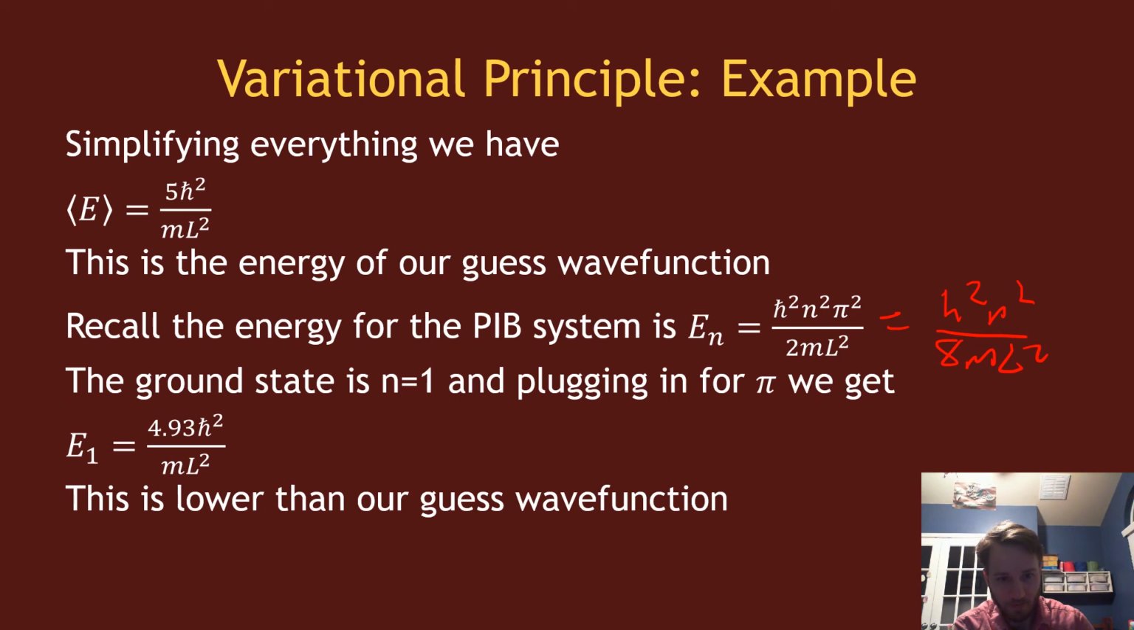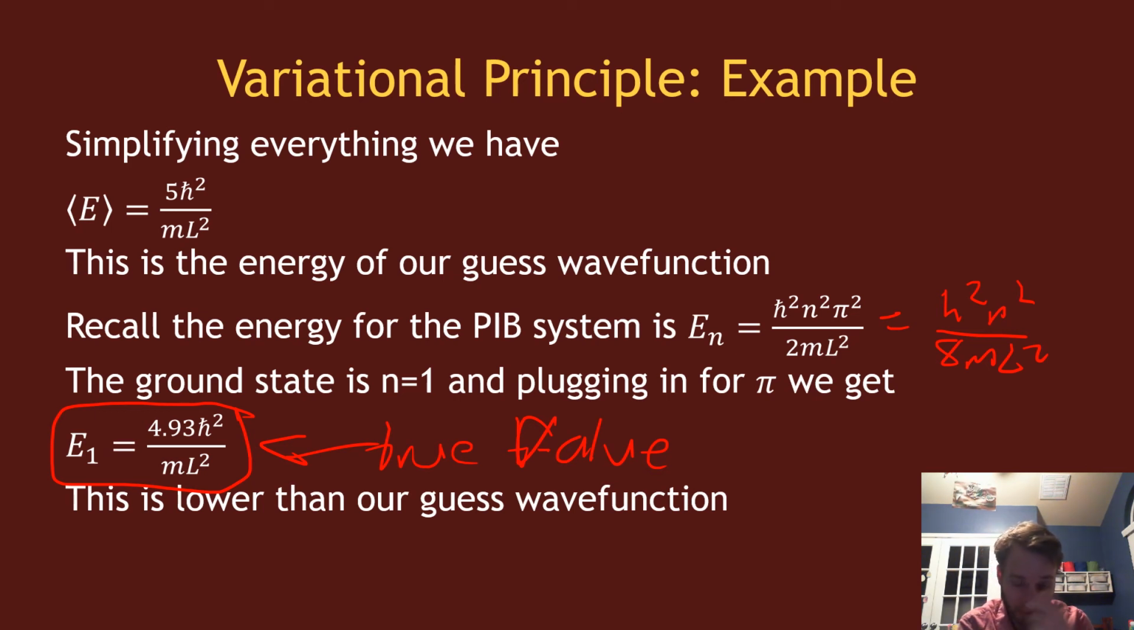And so this is a lower energy. This is the true value, and that is lower than our guess value. Not by a lot, but it is. So our guess was actually not a half bad guess for this system. And so that is kind of how you would use the variational principle to see how close you are to the true value.